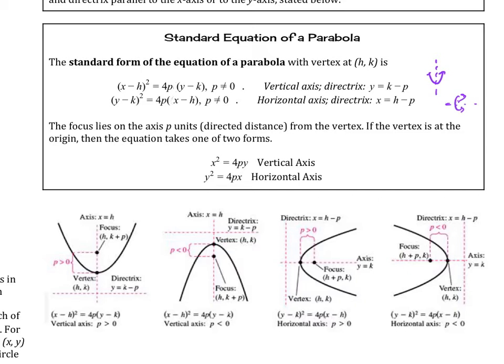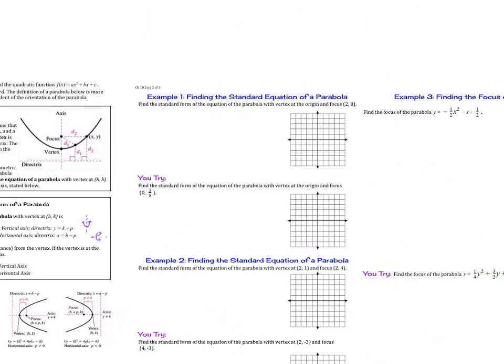Again, notice that when it's horizontal, it is squared with the y. Notice here, that's squared. And then with the vertical axis, the x minus h is squared. If you think about h and k, h is the x value, so it's grouped with the x. k is the y value, so that's grouped with the y. Just think about that as you use these formulas to help you plug into the right one.